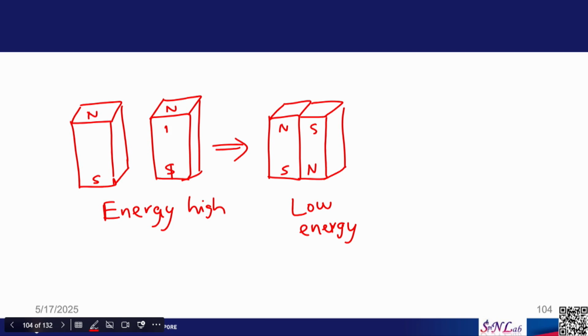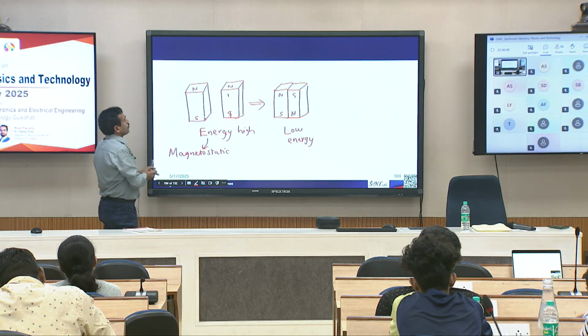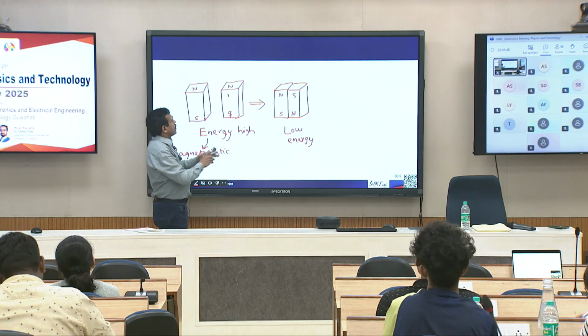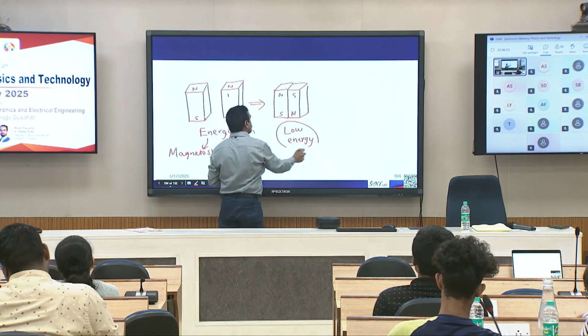What is the name for this energy? This energy is called the magnetostatic energy. Magnetostatic energy is minimum when you have two unlike poles next to each other. And when you have two like poles next to each other, the magnetostatic energy is high. So when you bring two magnets together, they flip into this direction to minimize the energy.